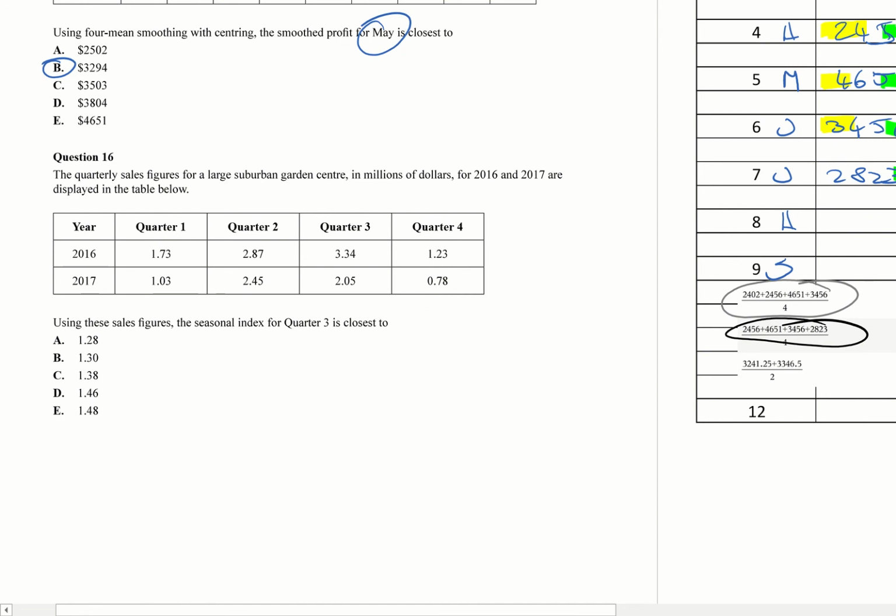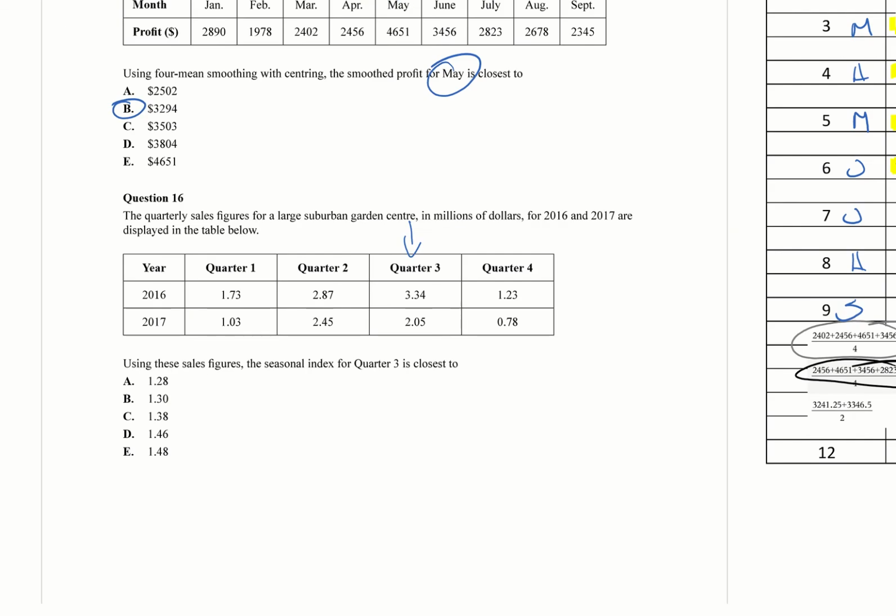Okay, so question 16. The quarterly sales figures for a large suburban garden centre in millions of dollars for these 2 years are displayed below. Using these sales figures, the seasonal index for quarter 3 is closest to. So what we need to do here is work out the seasonal indices for these two.